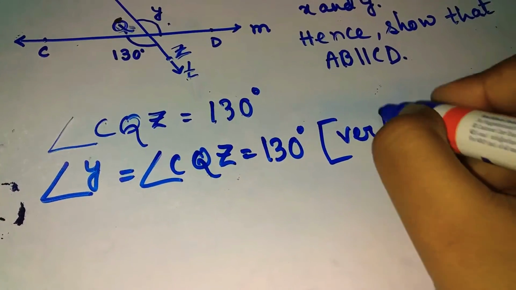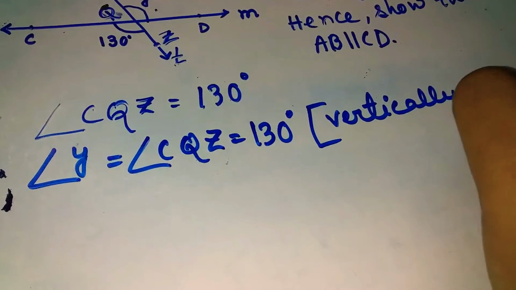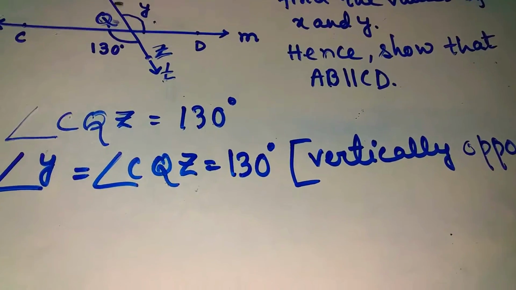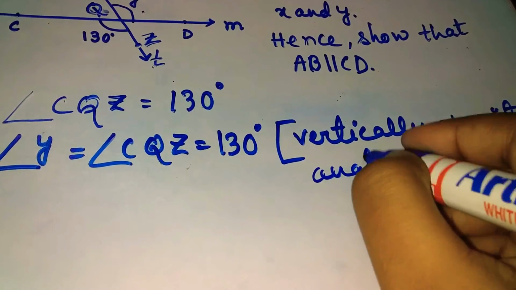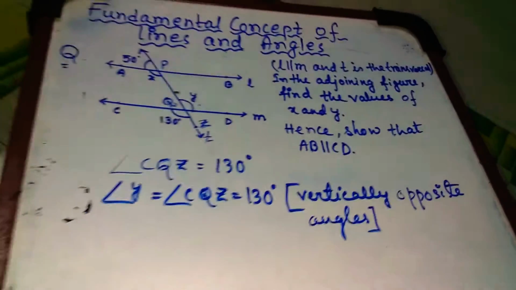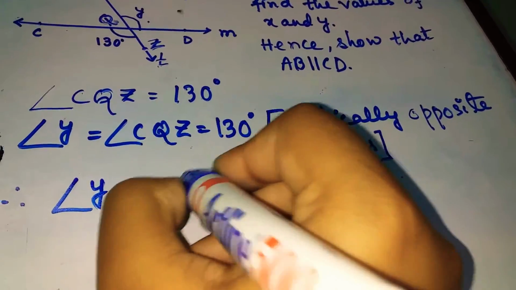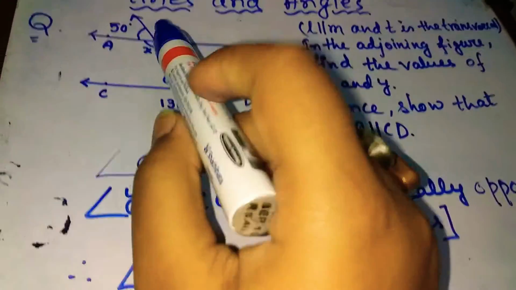The logic is vertically opposite angles, right? Therefore the value of y equals 130 degrees. Now we have to find the value of x.